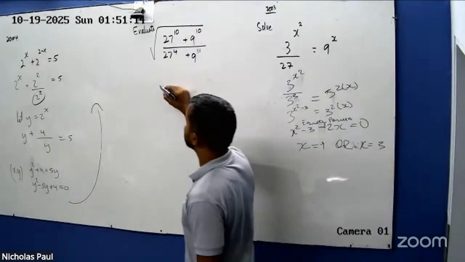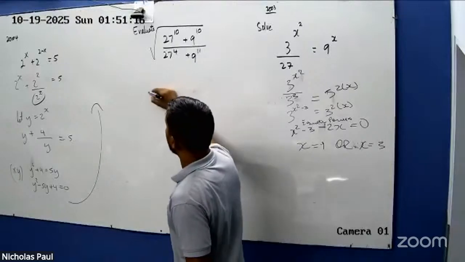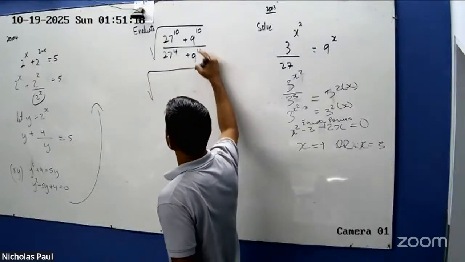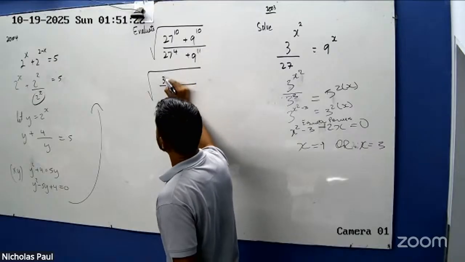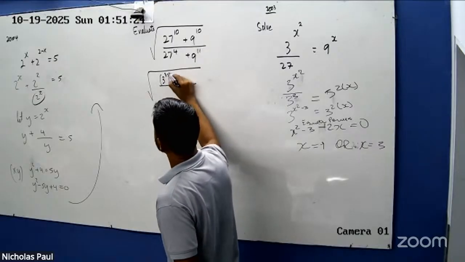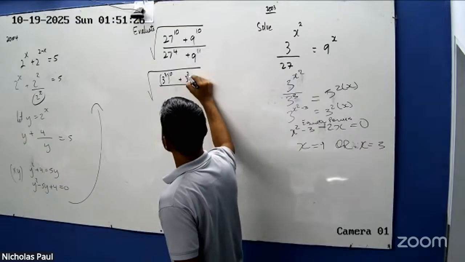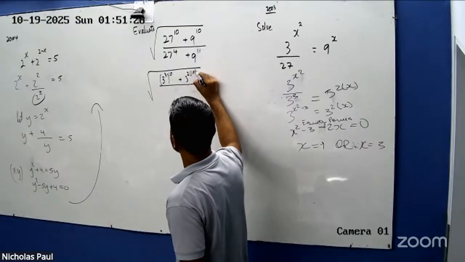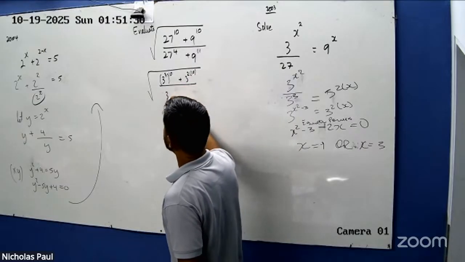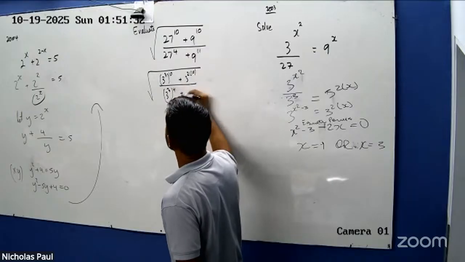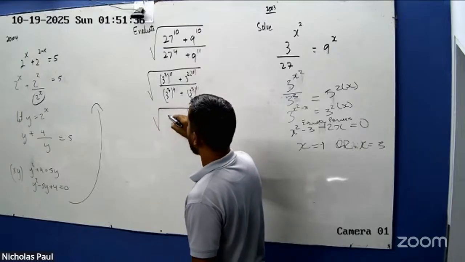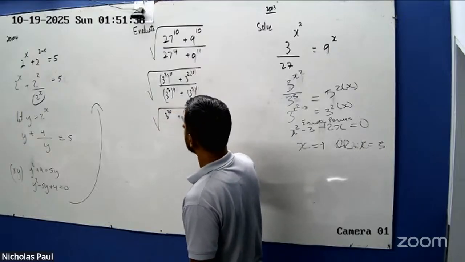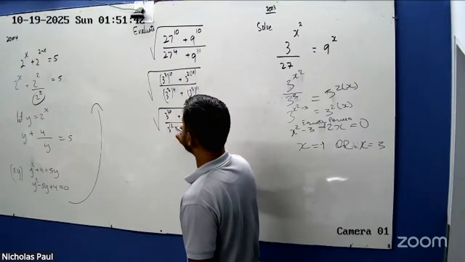Right. So what do we do? We can't do much, but we could convert all to base 3. So this is 3 cubed to the 10, this is 3 squared to the 10, this is 3 cubed to the 4, this is 3 squared to the 11. So here I have 3 to the 30 plus 3 to the 20, over 3 to the 12 plus 3 to the 22.